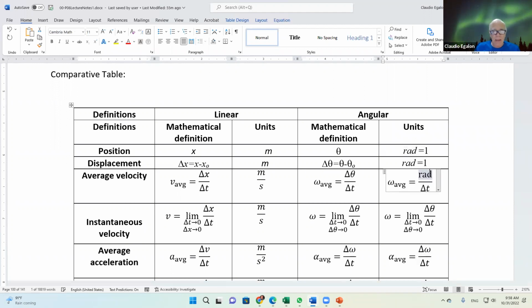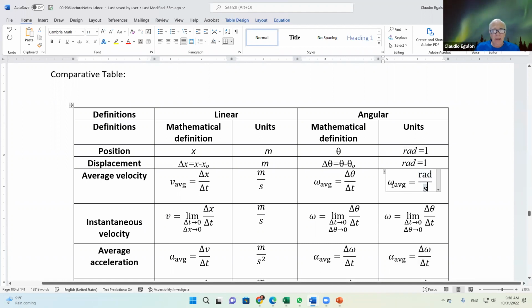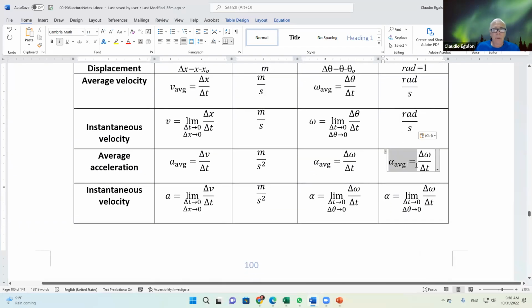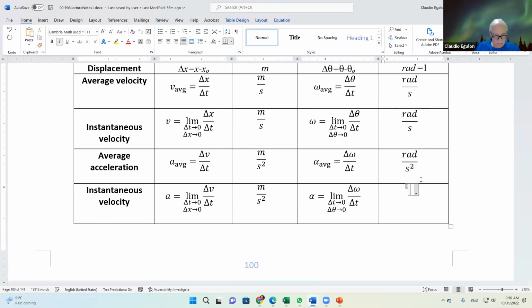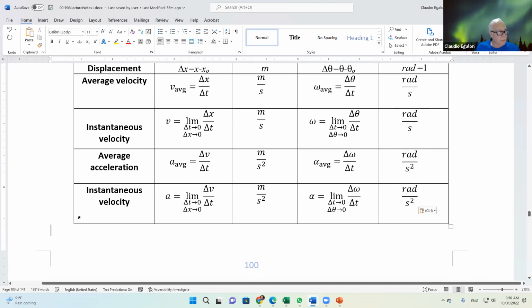And here, what do we have? Here we have radians divided by seconds. That's the unit of angular velocity. Same thing here. Here is going to be what? Radians per second divided by seconds, which is radians per second squared. And here is radians per second squared as well.